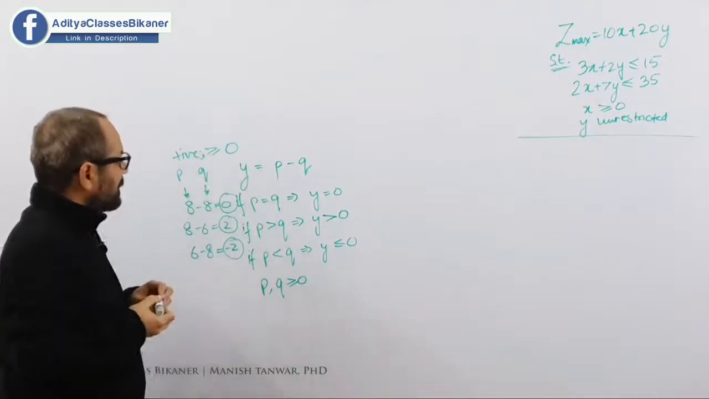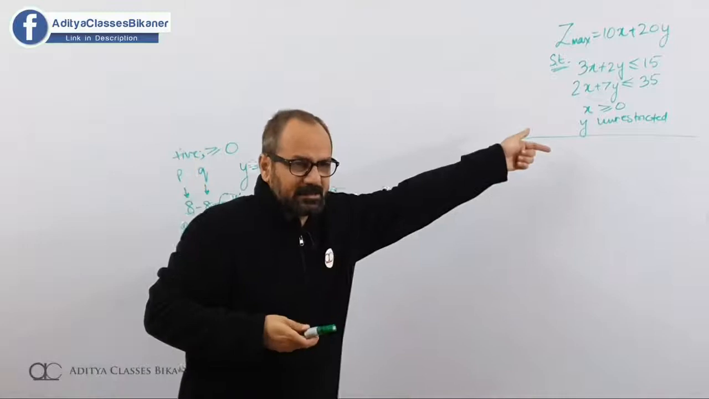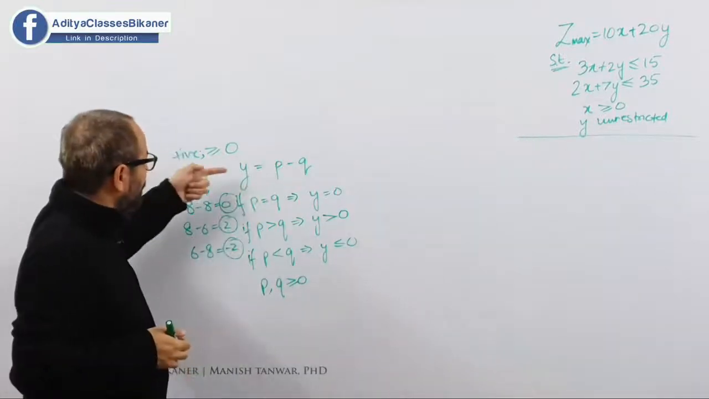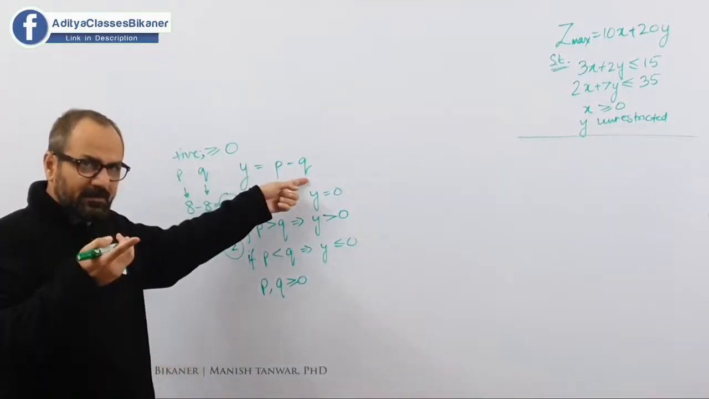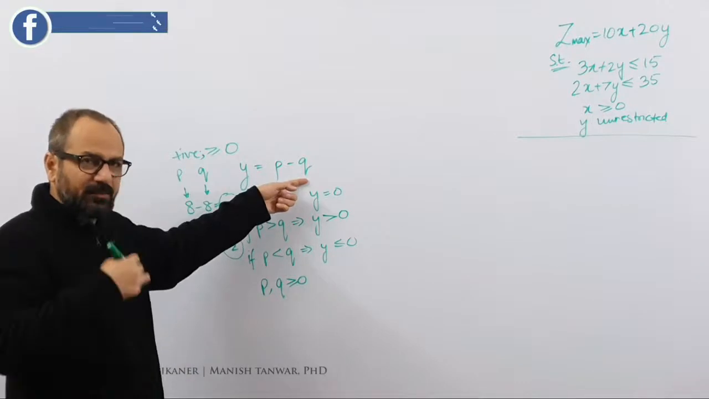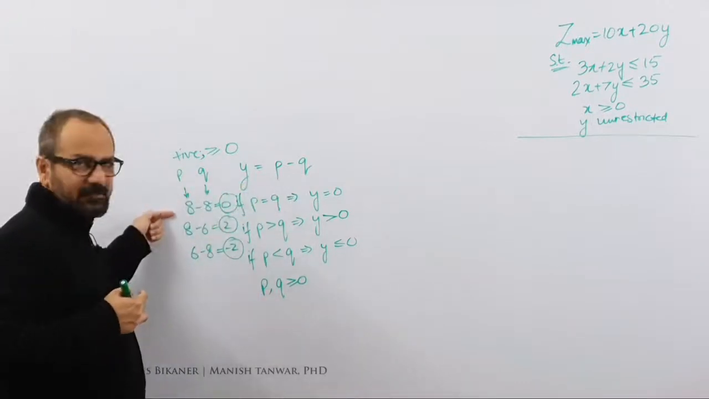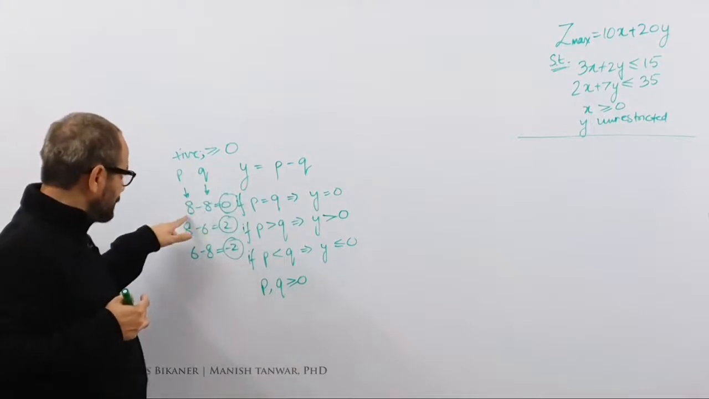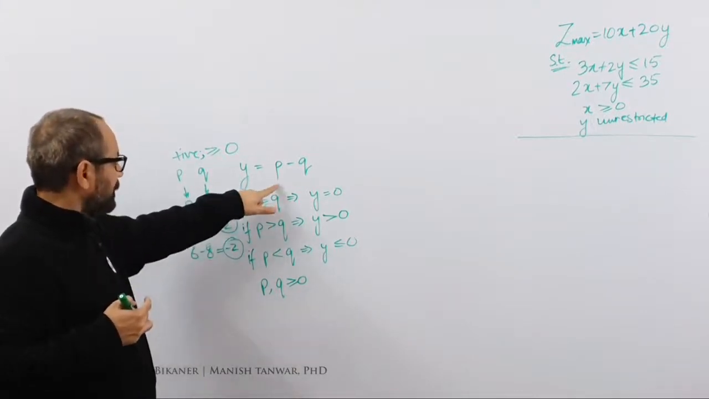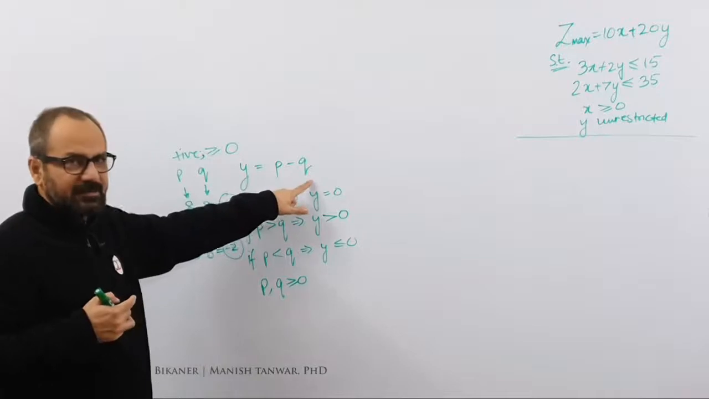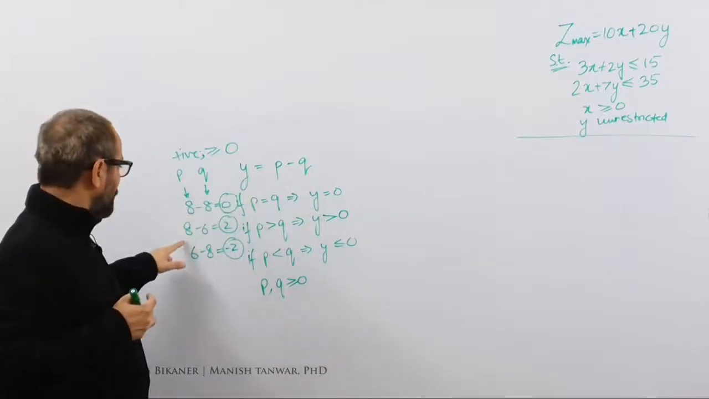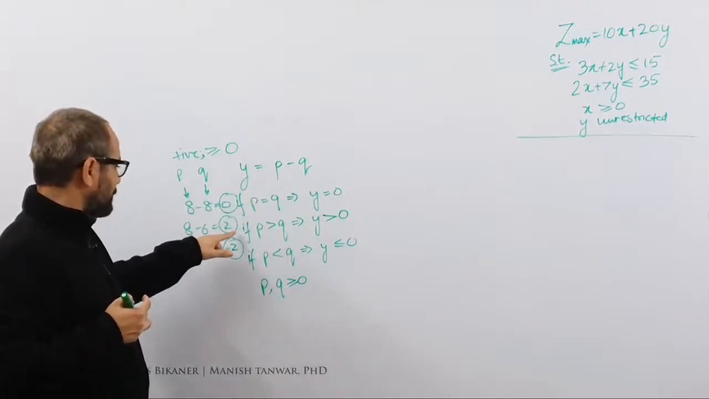So I cannot restrict y because it is unrestricted, but I have restricted the two new variables of which y is assumed to be made. I have restricted those variables. They will always be positive. This 8 is also positive, this 8 is also positive. Positive 8 minus positive 8 giving me a 0. Positive 8 minus positive 6 giving me a 2.